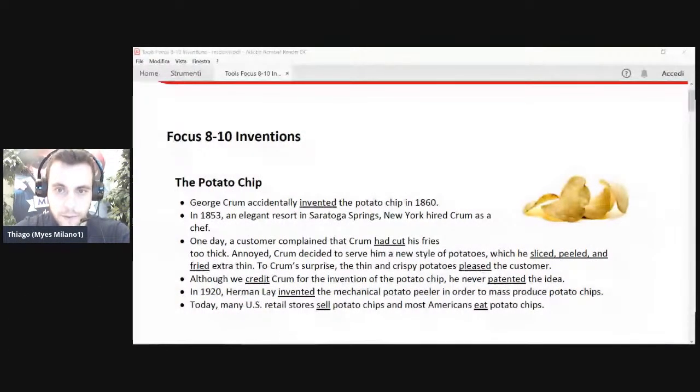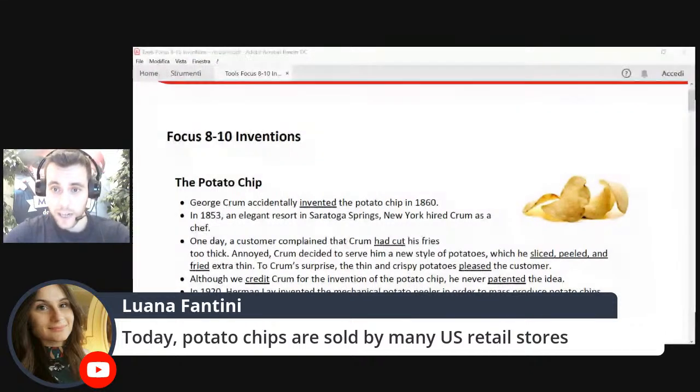We have. So today, many U.S. retail stores sell potato chips, and most Americans eat potato chips. So we got two more passives we can do there. So today, potato chips are sold by many U.S. retail stores. Fantastic, Luana. So they are sold. Good job with the plural as well. They are sold by many U.S. retail stores.